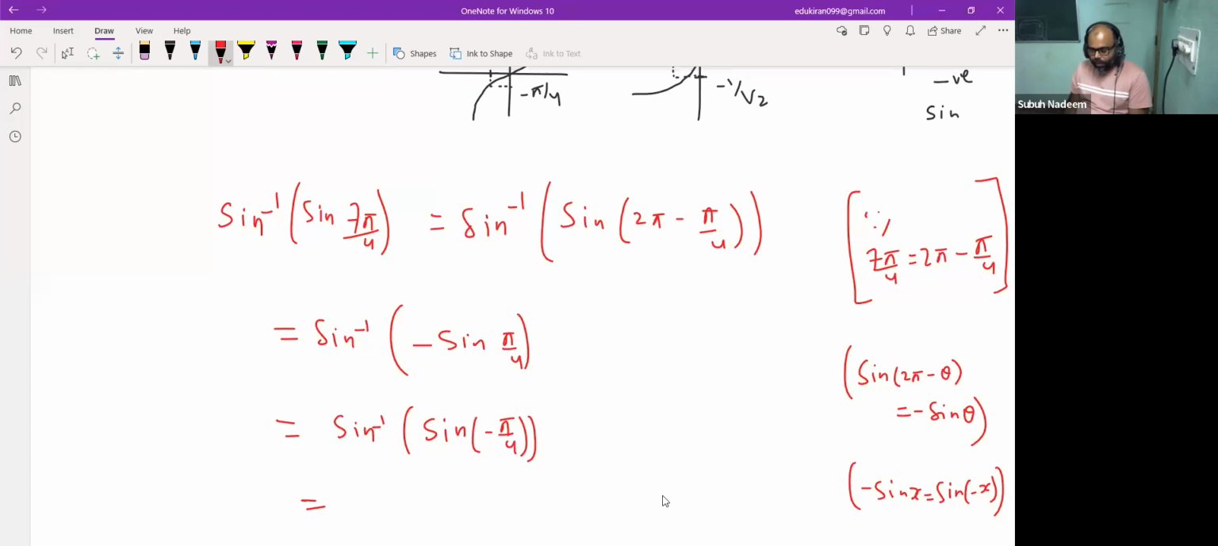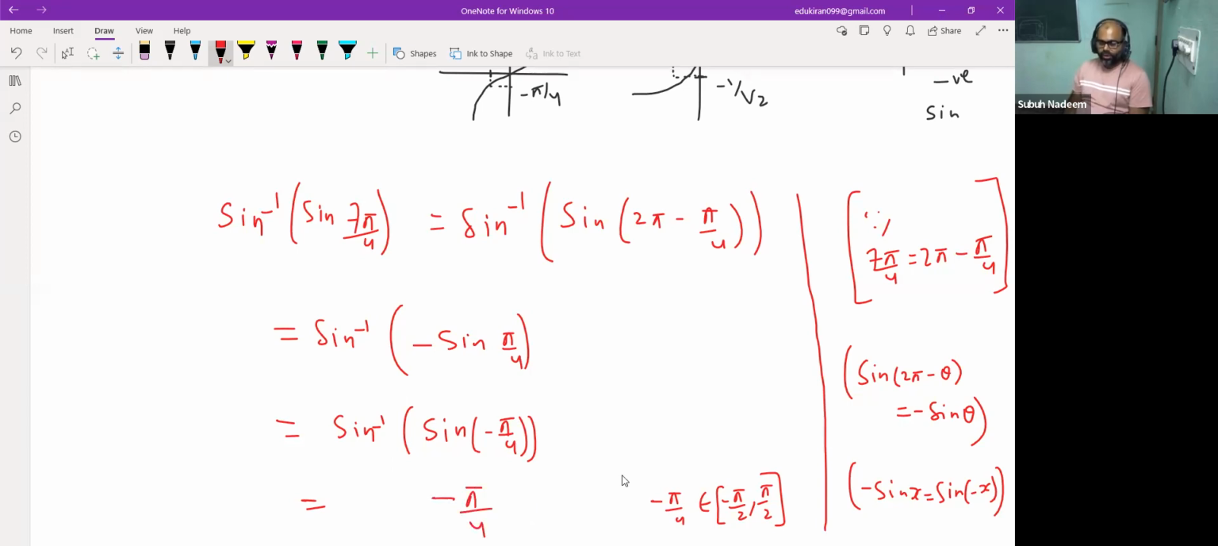Now this minus pi by 4 belongs to the region minus pi by 2 to pi by 2. So we can directly cancel sine inverse and sine, and this will be minus pi by 4. This is how by property we can do it without finding the value of sine 7 pi by 4.